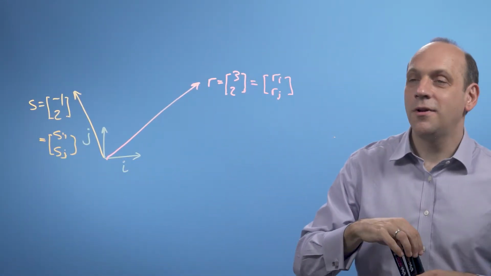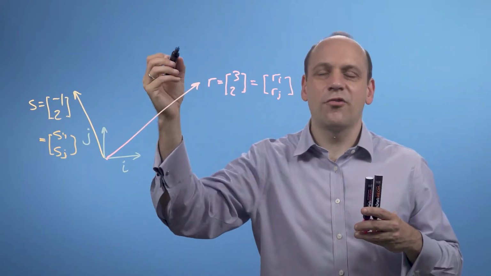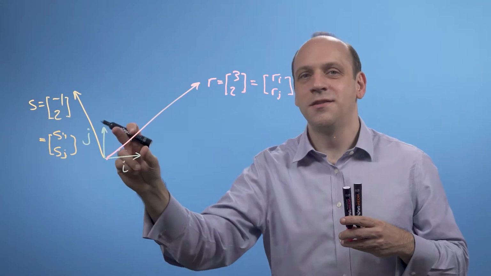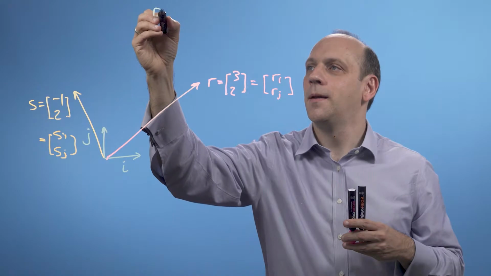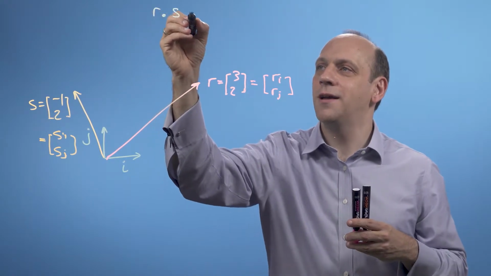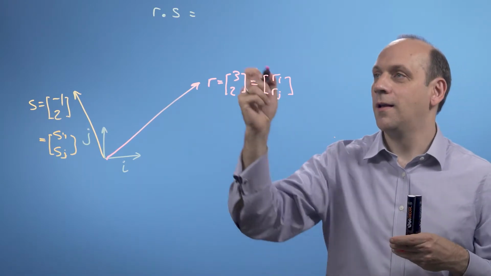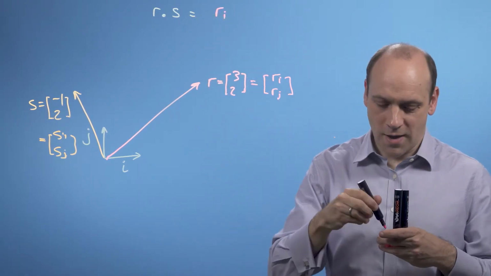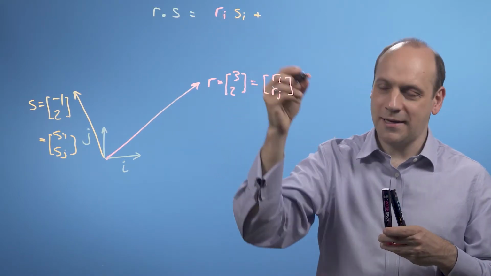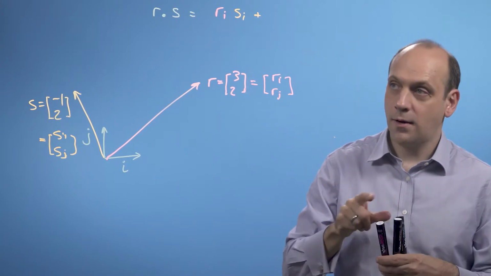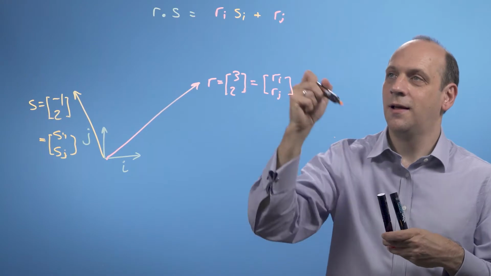So then we define the dot product, and the dot product is just a number, like 3. It doesn't have any associated spatial dimension or direction along the vectors i and j. We'll define the dot product R dot S to be equal to what happens if I multiply Ri by Si and add it to Rj times Sj.